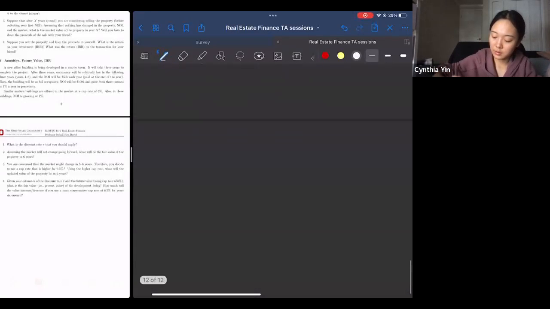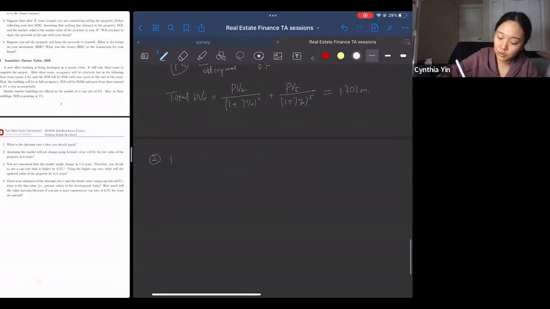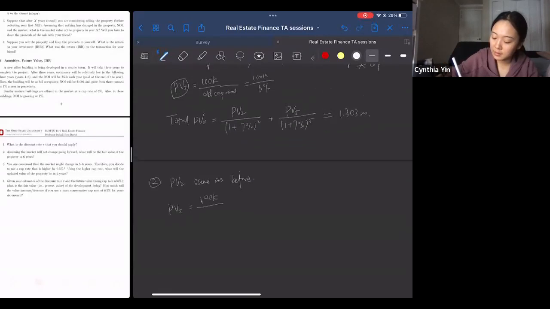And the last question is a little bit tricky. The last question does not change the annuity part. So your PV2 should be exactly the same as the previous one. What changes is the PV5. PV5 now is 100K divided by the new cap rate, which is 100K divided by 6.5%.